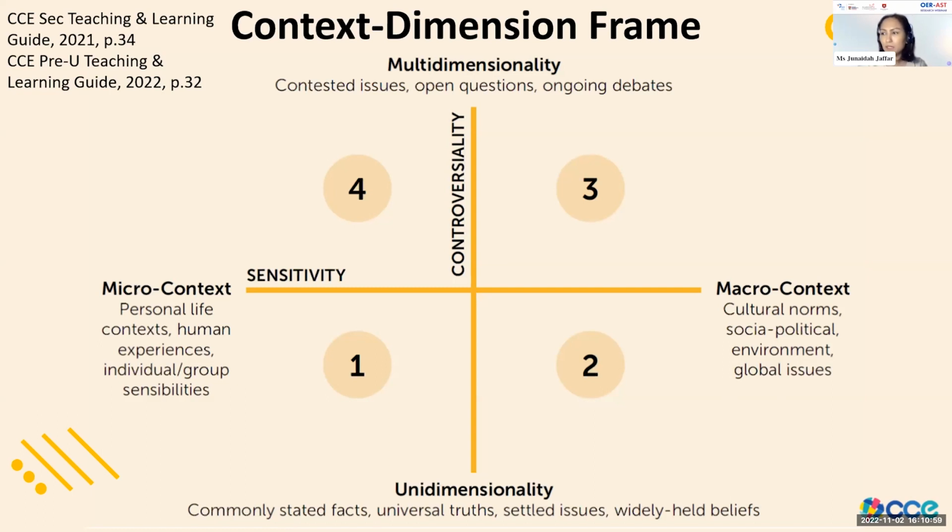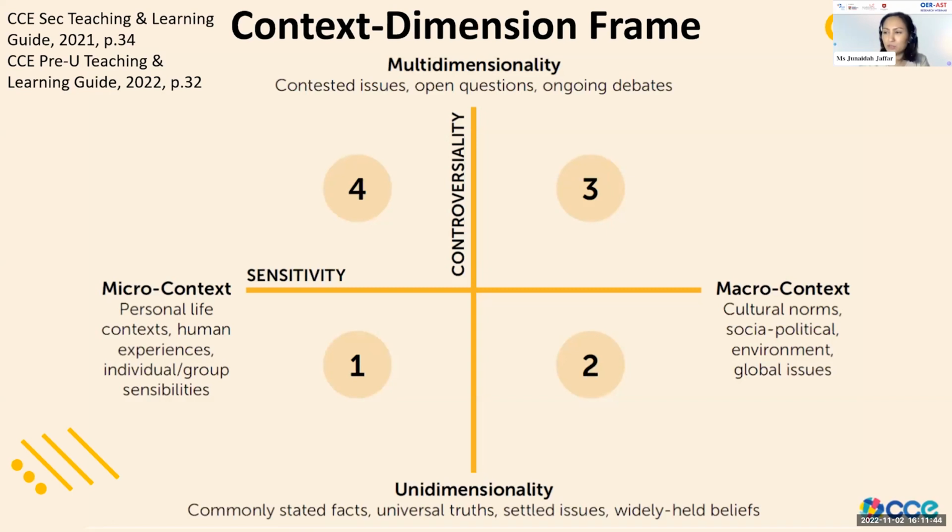So on the horizontal scale, the left side denotes the micro context, which refers to one's personal beliefs and unique sensibilities shaped by one's life experiences and individual, family, or community backgrounds. The right side denotes the macro context, which refers to the broader social political setup, cultural norms, as well as global issues and considerations. On the vertical scale, the bottom end denotes unidimensionality, which refers to commonly stated facts, universal truths, settled issues, and widely held beliefs. The top end denotes multi-dimensionality, which refers to contested issues, open questions, and ongoing debates.